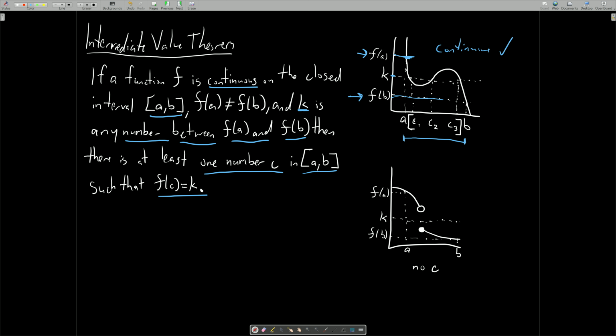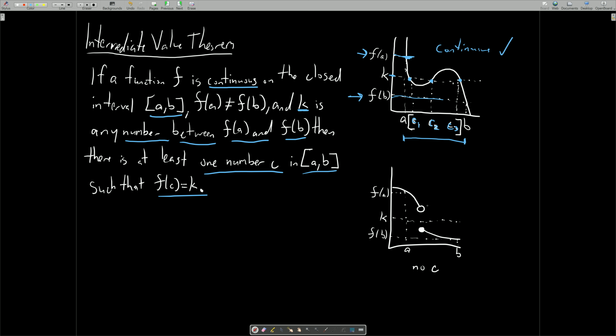So because of the intermediate value theorem, now they have this information, that means there is at least one value c. See here we have three values. There's at least one value c at which f of c is equal to k. So we have 3 points right here.